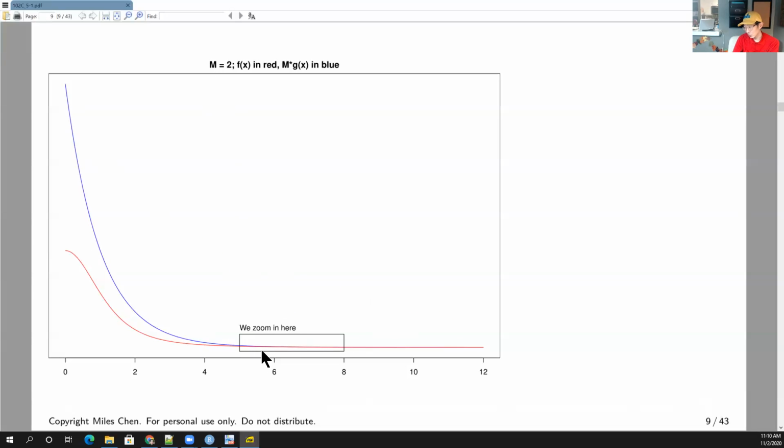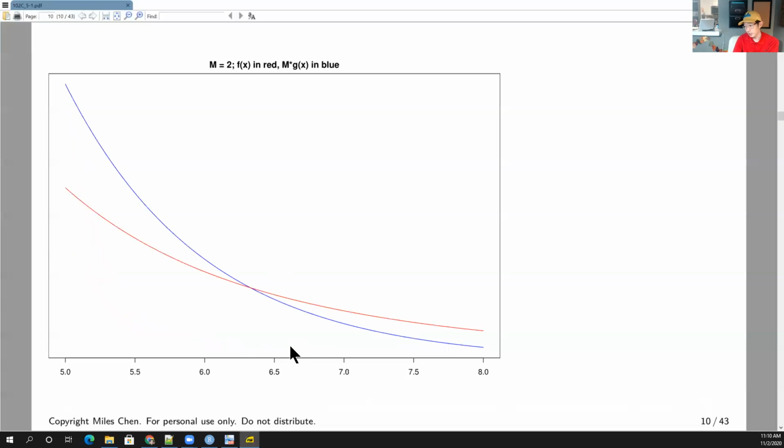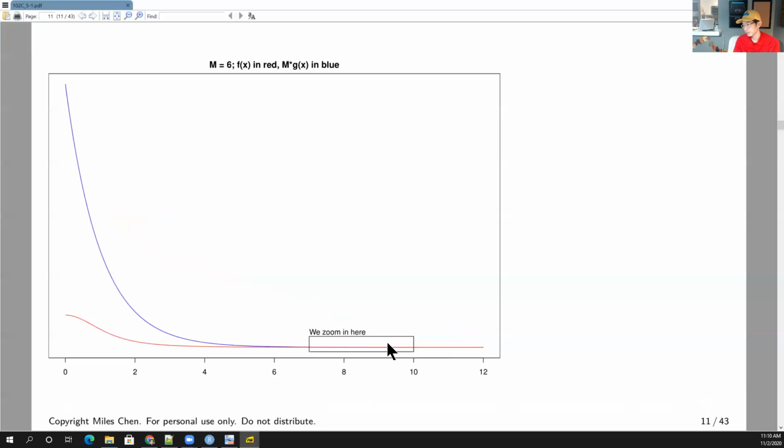So here m is 2, but if I zoom in here, again, m times g of x and f of x still end up crossing each other, and m times g of x ends up being lower than f of x. That's going to be a problem, okay? And I can say, okay, well, let's just try pushing it even higher, okay? So if I set m equal to 6, we can see m times g of x gets even taller, okay? So it seems like, okay, well, that works.